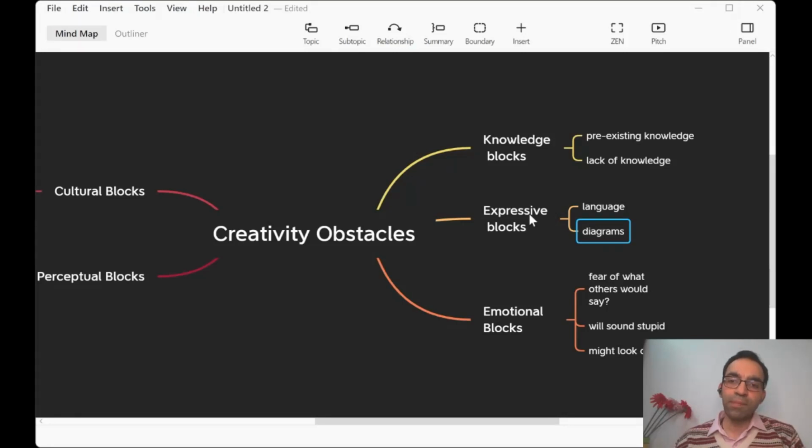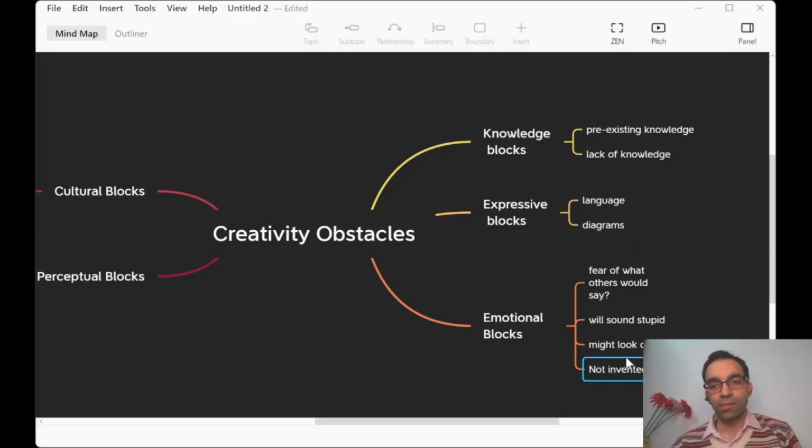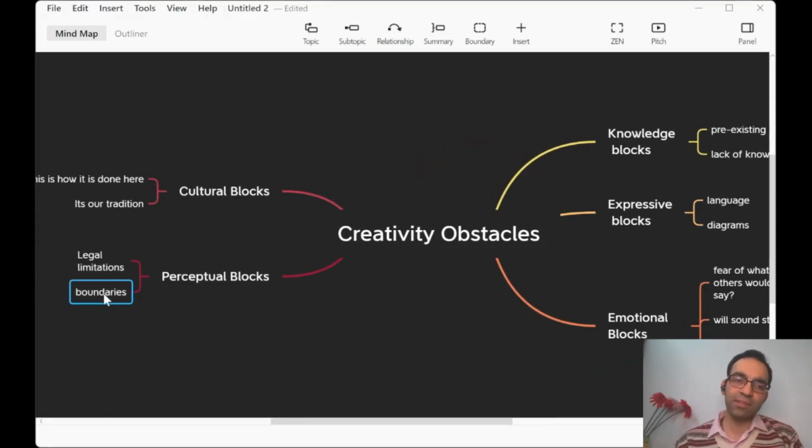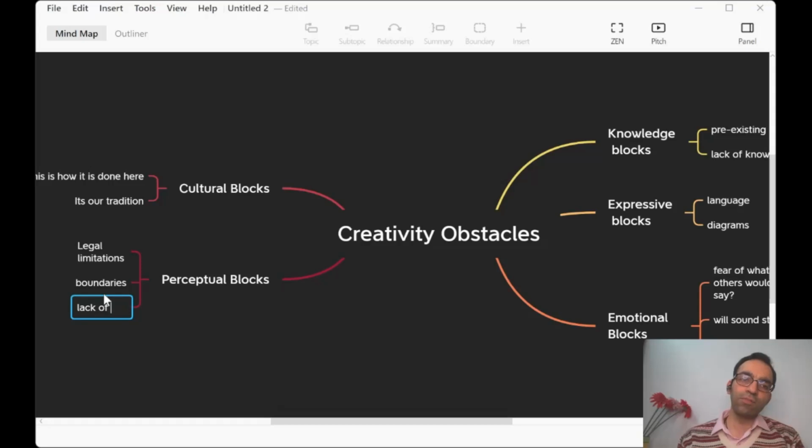Then there is another very big block. It is called not invented here syndrome. There might be a lack of resources. Someone might have an idea but not have the resources to actually do it. So that I would put in as a perceived lack of resources, right?